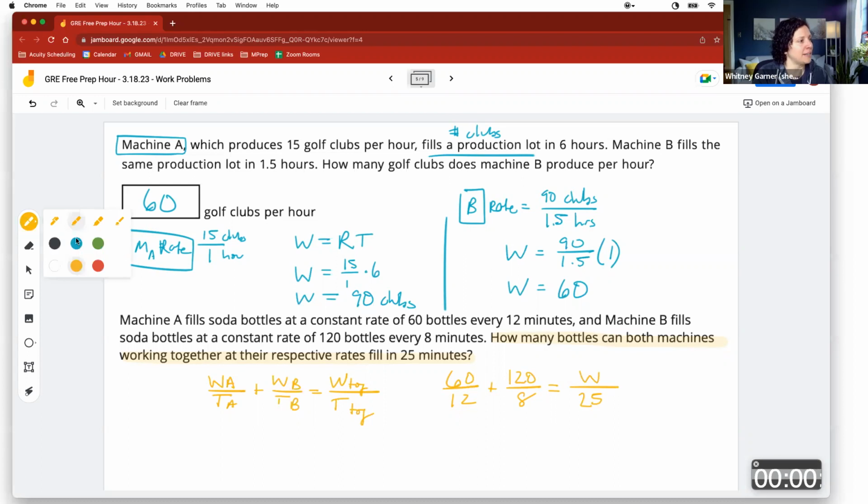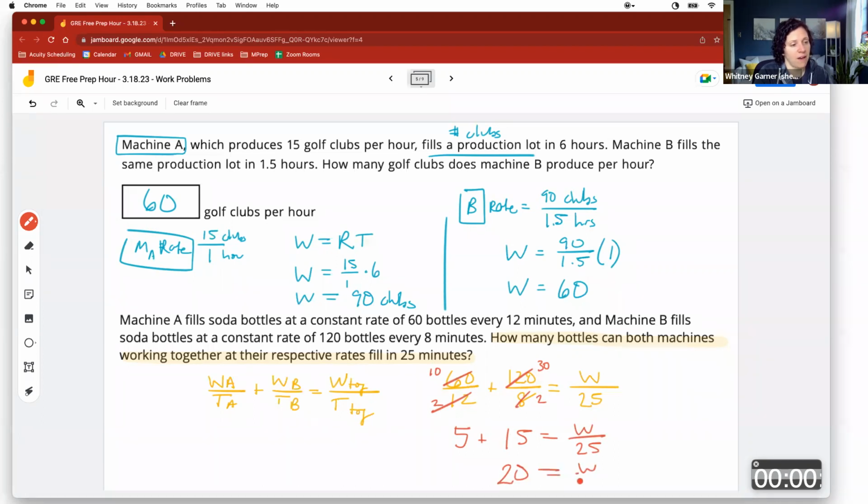So I'm going to clean this stuff up a little bit. I can divide both of these by 6. So that's 10 over 2, which is the same as 5. I can divide both of these by 4 to start with. And 30 divided by 2 is 15, equals W over 25. So I've got 20 equals W over 25. Multiply both sides. My amount of work together is 500 bottles.